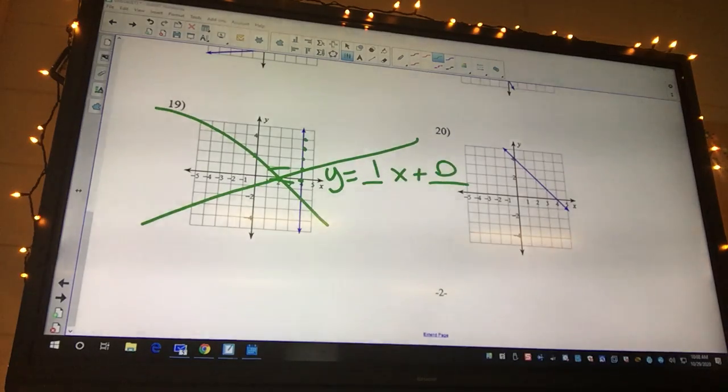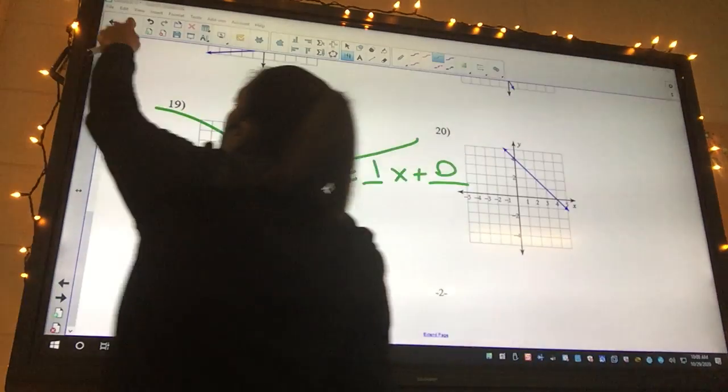Okay, the last ones. Go to 21. The very last page.